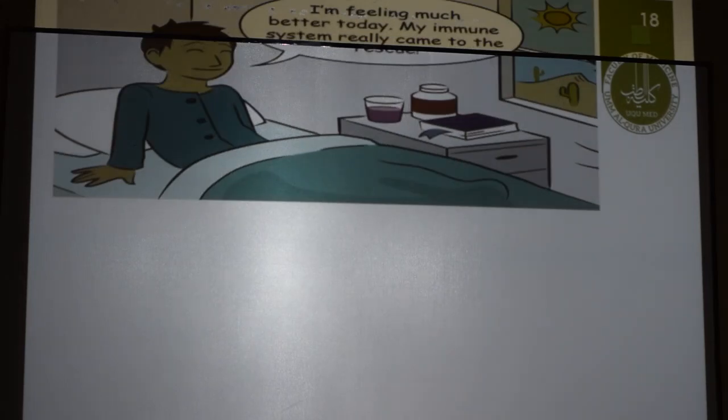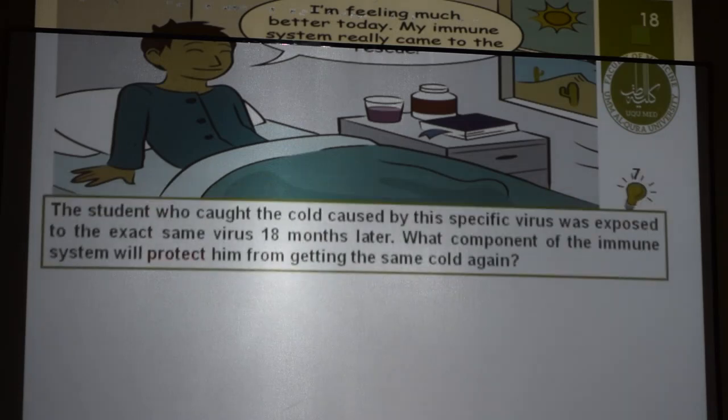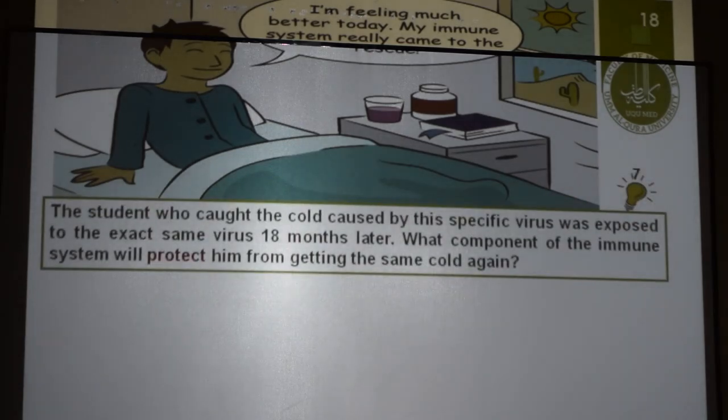Now this person is feeling better because the immune system has rescued him from the infection. The student who caught the cold caused by this specific virus was exposed to the exact same virus 18 months later. What component of the immune system will protect him from getting the same cold again? Memory B cells, because as I said, in reinfection they have a very strong role to play.